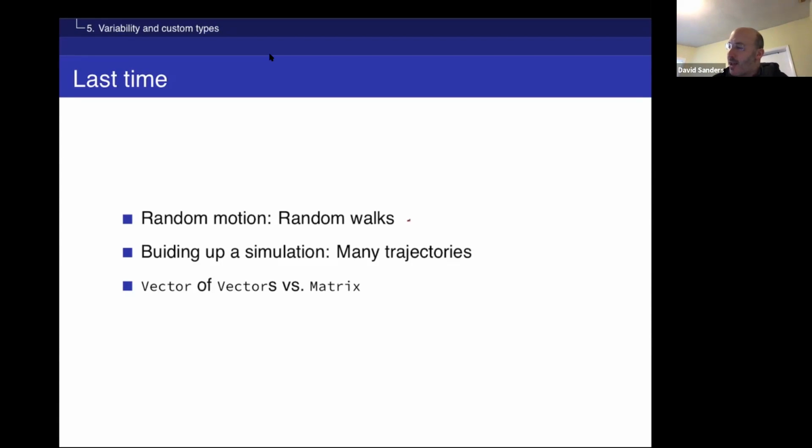So last time we introduced random walks and how to build up a simulation by simulating many trajectories. And we looked at what is the difference between a vector of vectors and a matrix in Julia. So they're conceptually the same. They have the information about the trajectory of many particles, but these are two actually different data structures that we can change between using the hcat function, but they are different.